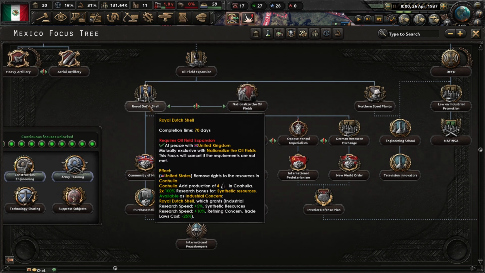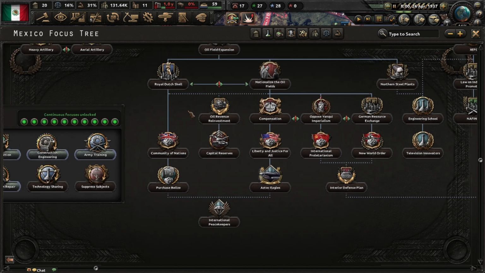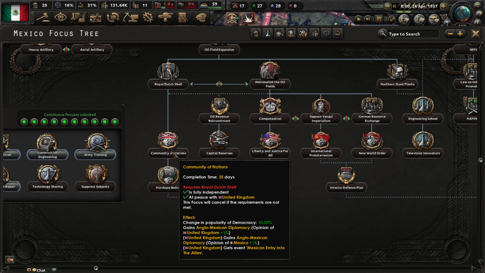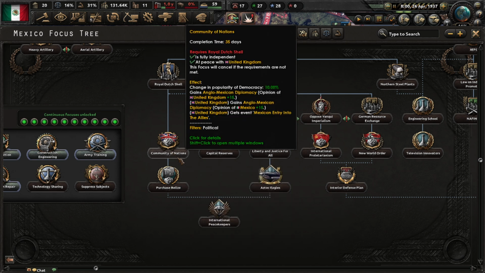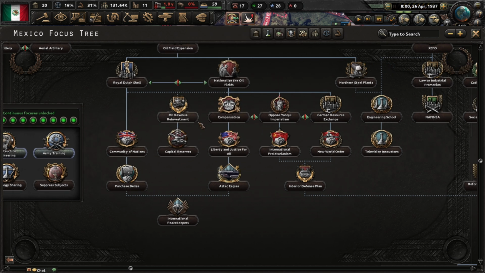So you will get more oil back, which is more than enough for any industrialized Air Force, Navy, that kind of stuff that you might need. And it allows you to, you probably don't want to do community of nations, but you can do oil revenue reinvestment and capital reserve still.